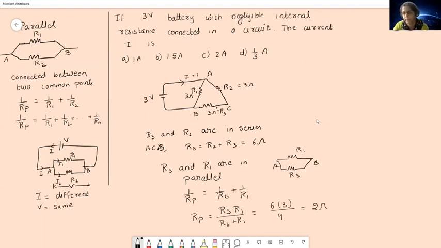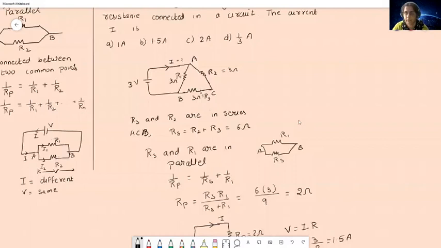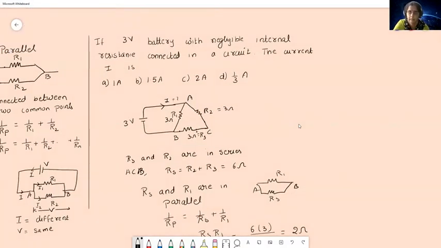So now what happens to this circuit? This whole thing is reduced to Rp. So I have a voltage here, 3 volt. Then I have current. Then the total equivalent resistor is going to be Rp, it is going to be 2 ohm. Now using Ohm's law, I can find the current easily. It is going to be I equal to V by R. So I is going to be 3 by 2, that is going to be 1.5 ampere. So the correct option is going to be 2.